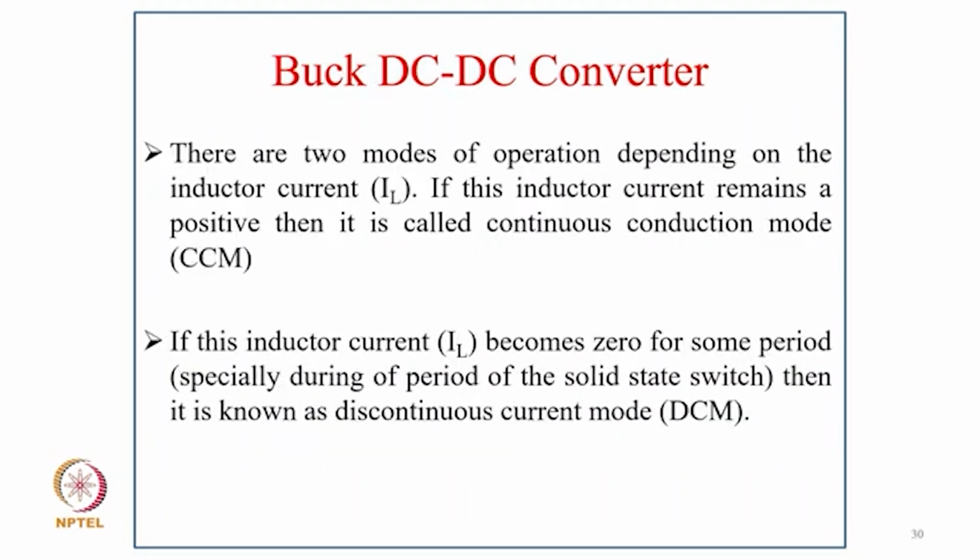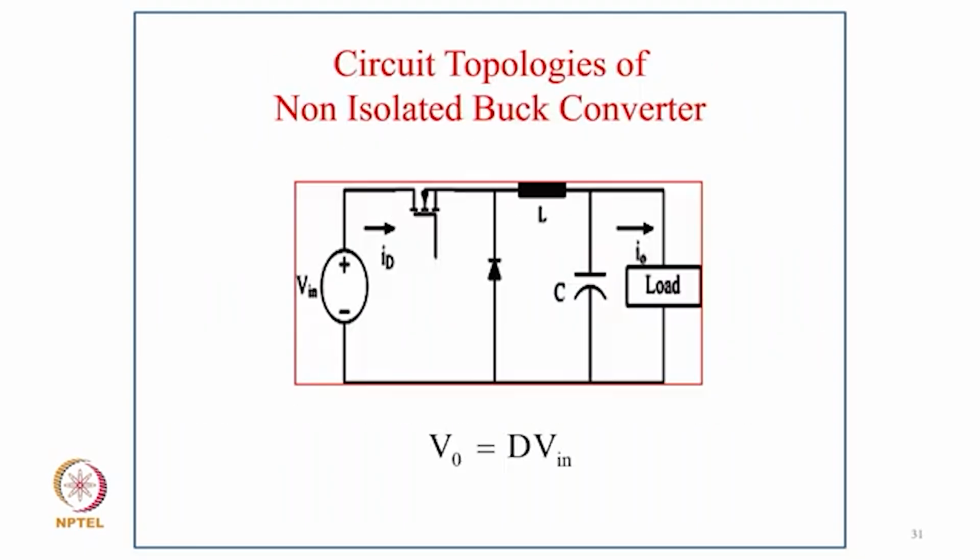There are two modes of operation depending on the inductor current. If this inductor current remains positive, then it is called continuous conduction mode, and if this inductor current becomes 0 for some period, especially during the off period of the solid state switch, then it is known as discontinuous current mode. You can see the circuit of this buck converter. Here we have a source, then the switch, followed by the inductor, capacitor, diode, load, and the output. For continuous conduction, we have Vo equal to D times Vin.